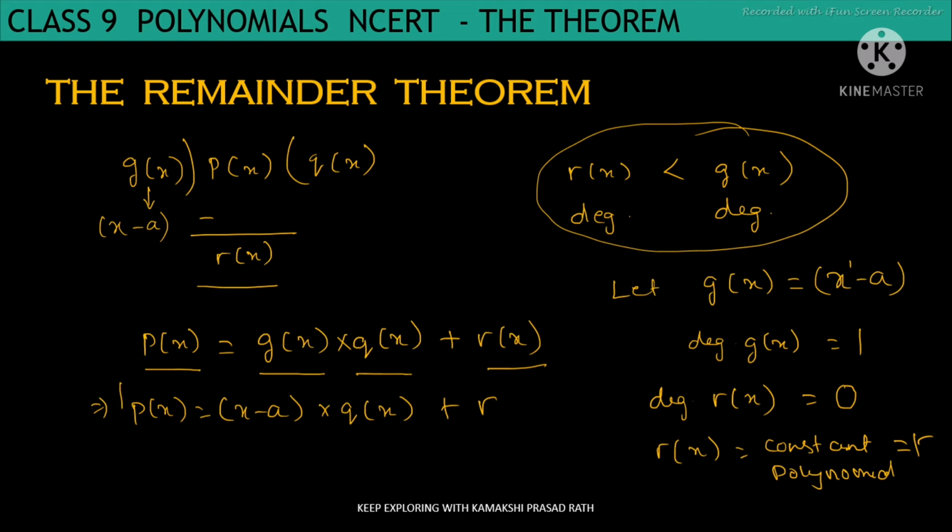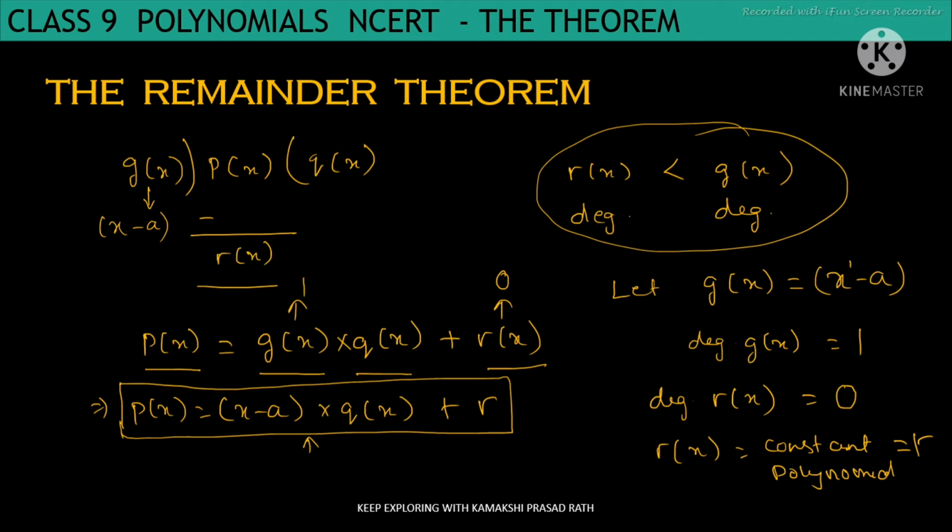Hence, whenever we divide a polynomial p of x by x minus a, we can write this statement: p of x equals x minus a multiplied by q of x plus r, where r is the constant polynomial. Here p of x is of degree greater than 1, x minus a, that is g of x, is of degree 1, and r of x is of degree 0. The degree of r of x is 0, the degree of g of x is 1 and the degree of p of x is greater than 1.